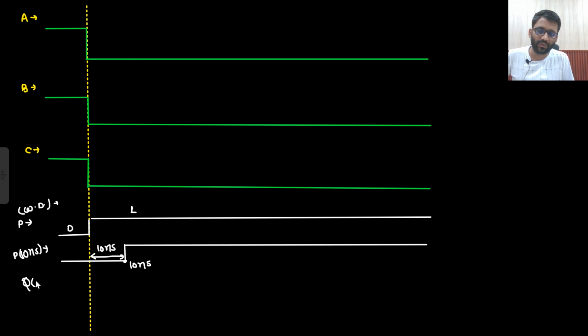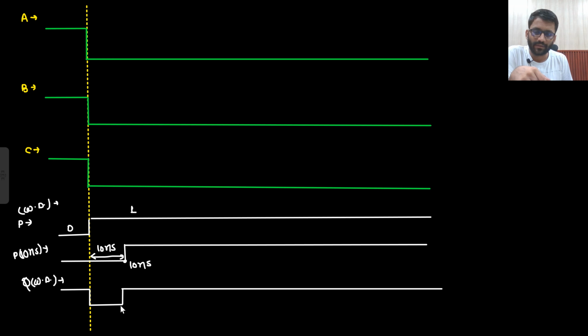So what will be my Q? Q without delay. So this XOR with C. So 1 XOR 0 is 1 only. 1 XOR 0 is 0 XOR 0 is 0 only. 0 XOR 0 is 0 only. And 1 XOR 0 is 1. This is 10 nanosecond, right?